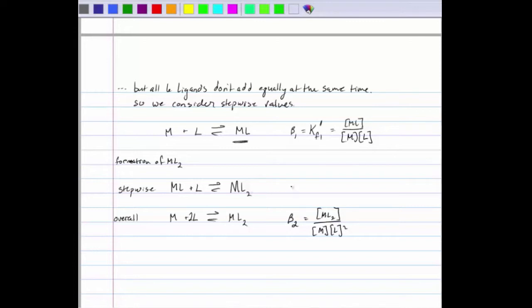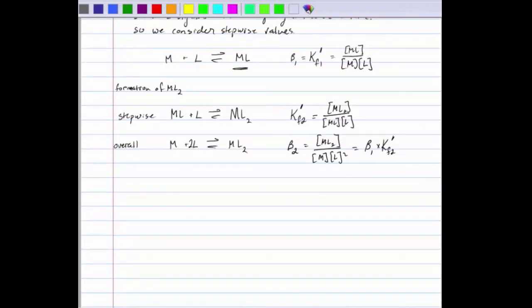The first one of the ML2 formations is actually defined as your KF2, and I'm going to define it as a prime because I'm still not considering solvent here. So ML2 over ML times L. So see, these things are defined differently. It turns out that the beta 2 is equal to beta 1 times KF2.